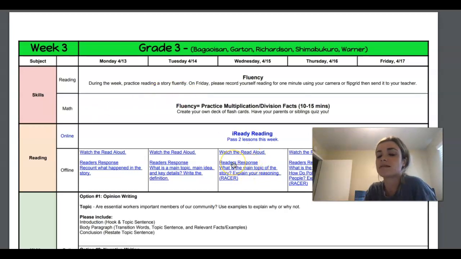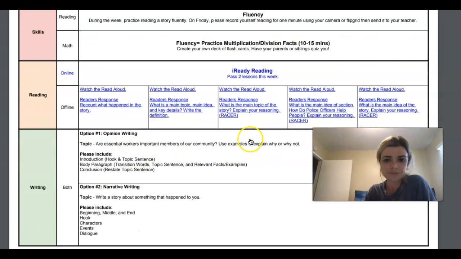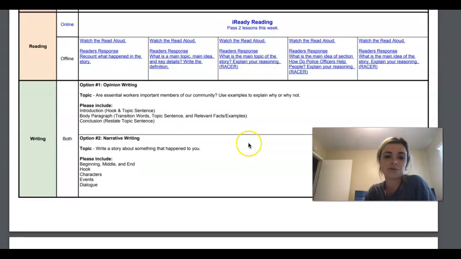Remember, this reader's response is only if you are doing the offline portion of your reading for the week. You do not have to do both. Looking down on your writing, you are picking 1.